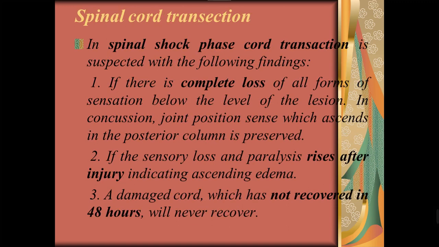In the spinal shock phase, cord transection is suspected with the following findings: complete loss of all forms of sensation below the level of the lesion. In concussion, joint position sense, which ascends in the posterior column, is preserved. Now, if the sensory loss and paralysis rise after injury, this will indicate ascending edema. A damaged cord which has not recovered in 48 hours will never recover at all. So this will be a complete transection of the cord.